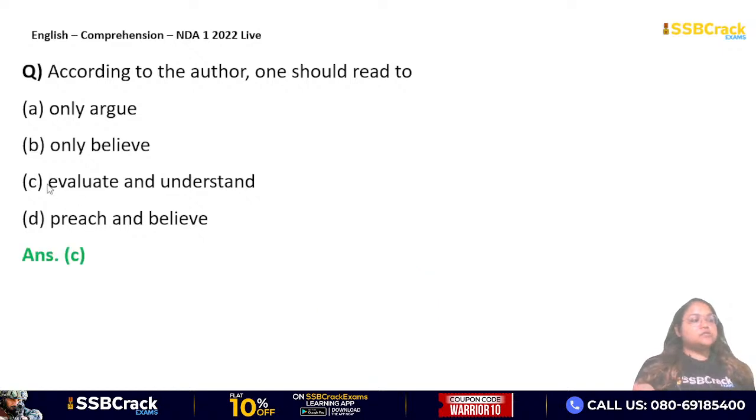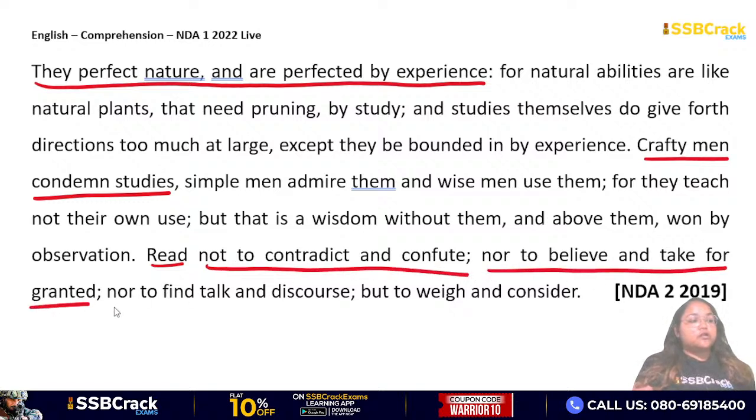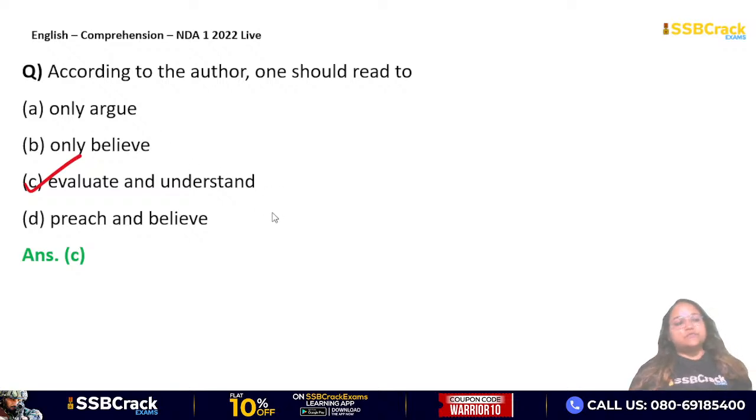Okay, the answer will be option C, to evaluate and understand. If you again go back to the passage, at the very last sentence it is written, read not to contradict and confute, not to believe and take for granted, not to find talk and discourse, but to weigh and consider. That means to assess and then consider, to evaluate and then understand. So option C will be your correct answer, right? Very good, Shaurya, Piyush, Darshan.